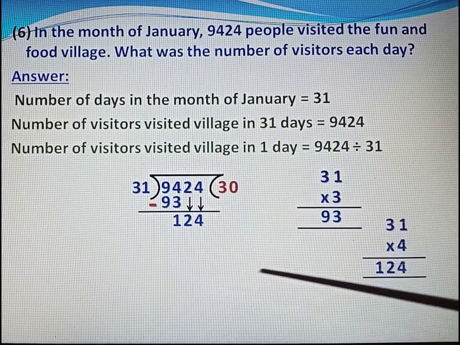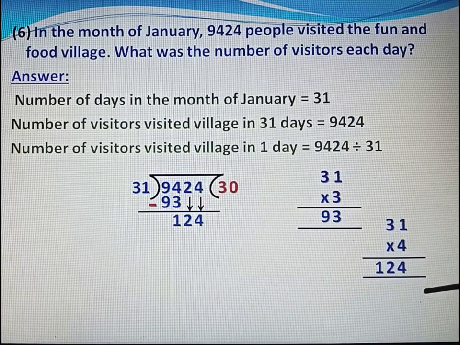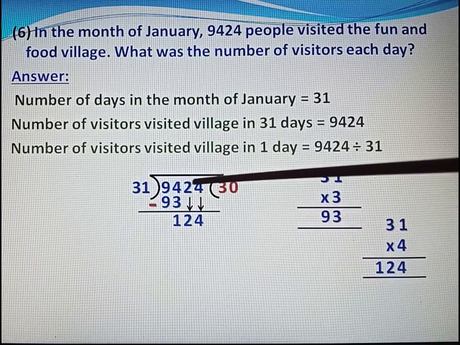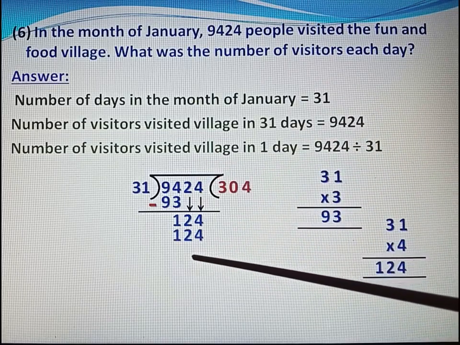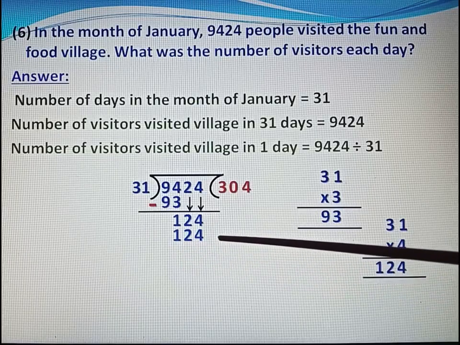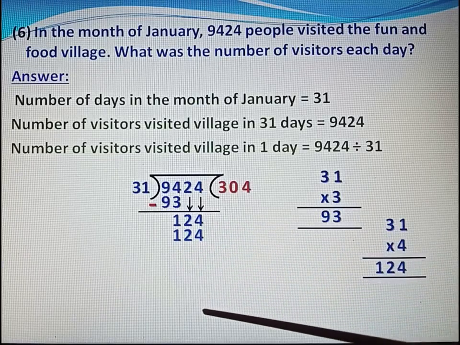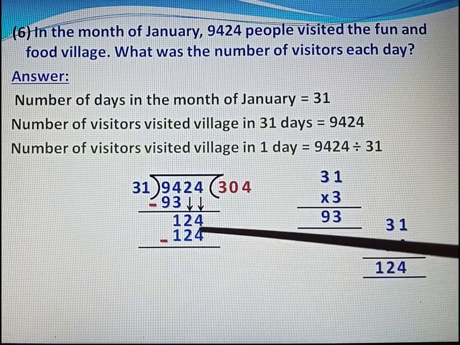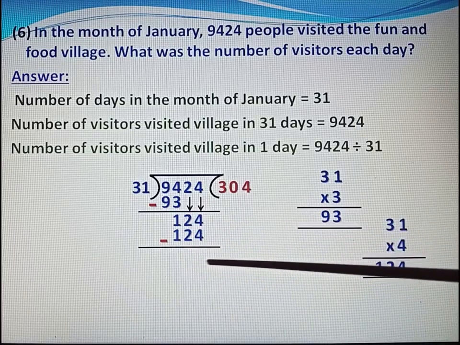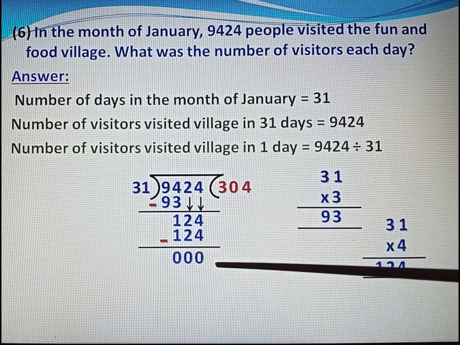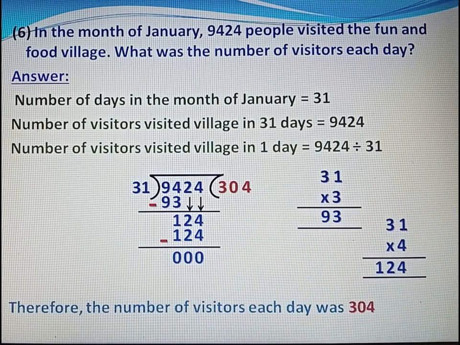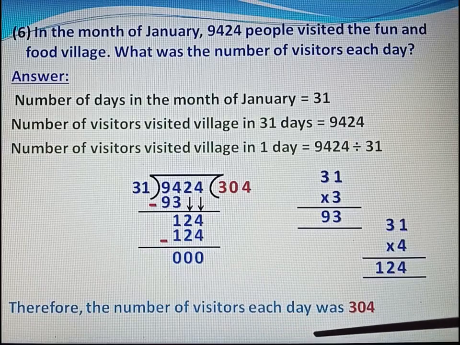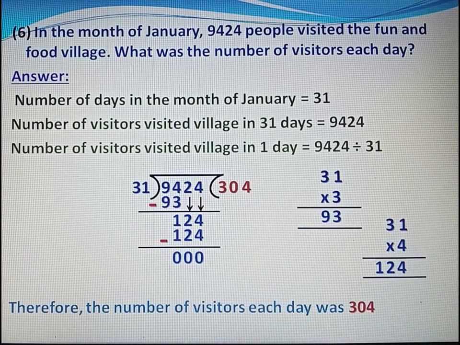See, 31 multiply 4, 4 1 ja 4, 4 3 ja 12. So we will multiply 31 by 4. 31 multiply 4 equal 124, and then we will do subtraction. See, 4 minus 4, 0, 2 minus 2, 0, 1 minus 1, 0. Hence the remainder is 0 and the quotient is 304. Therefore the number of visitors each day was 304.